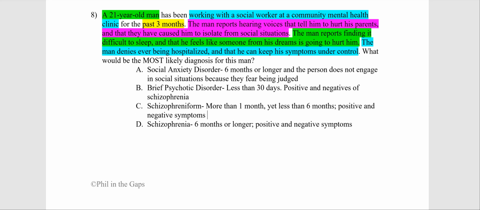So, quick review: 20-year-old man, community mental health clinic, 3 months. He's hearing voices that tell him to hurt his parents. They caused him to isolate from social situations. He's finding it difficult to sleep.